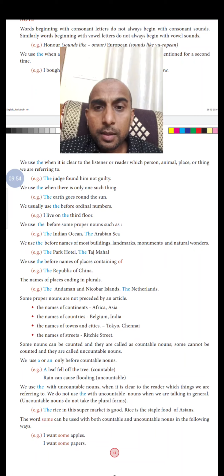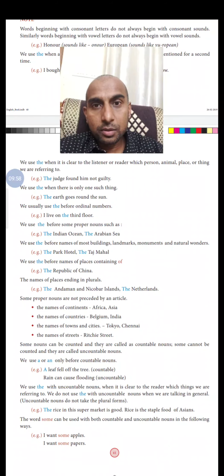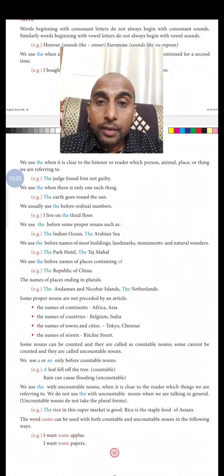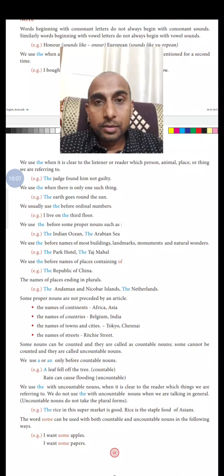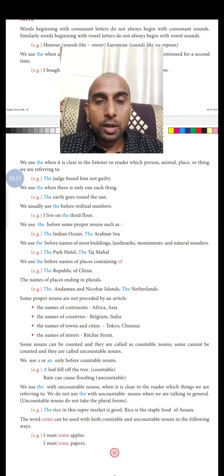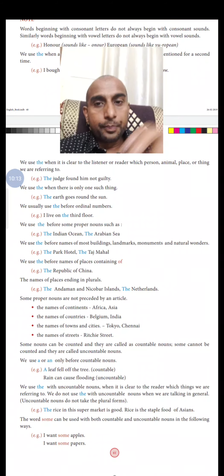For example, the Andaman and Nicobar Islands. Islands, plural. So there are so many islands in that particular country, Andaman and Nicobar. So you say the Andaman and Nicobar Islands. Then the Netherlands. Netherlands, again it's plural. So before this term you use the.